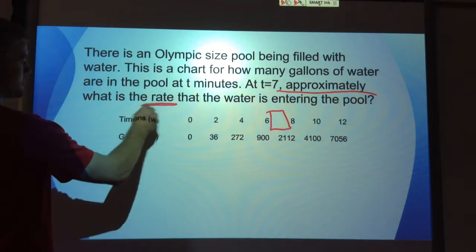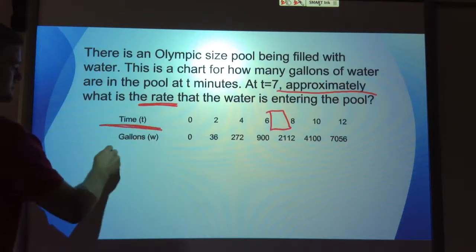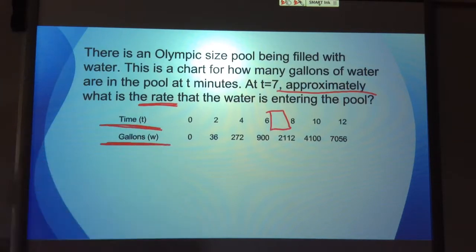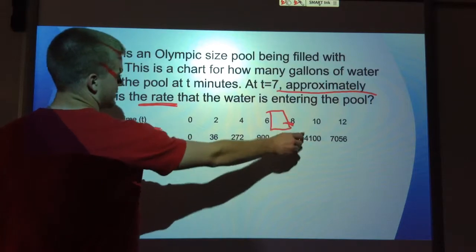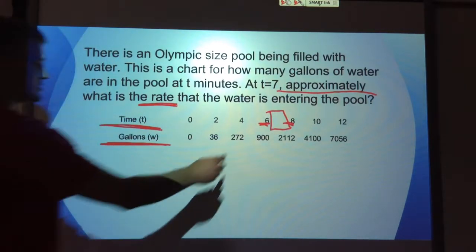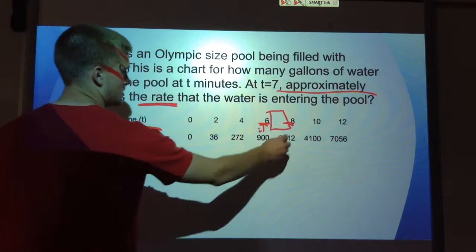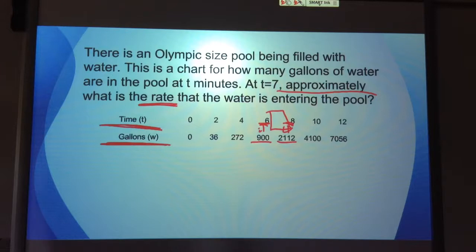This is also giving you an amount, and this is not a rate given. So this is a time and an amount of water, not a rate at which the water is entering the pool. In order to find that, you have to take the 2 nearest times. We're going to take 8, which is above, and 6, which is below. And then you're also going to look right underneath and take 2,112 and 900.